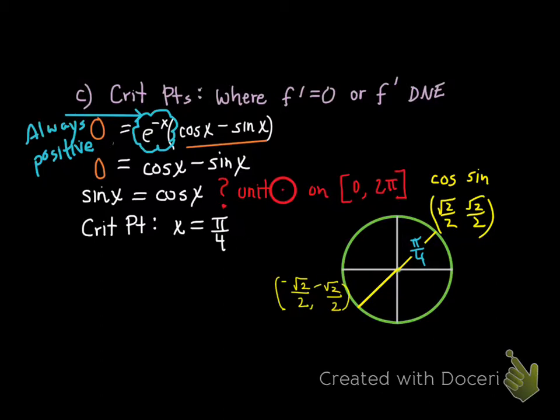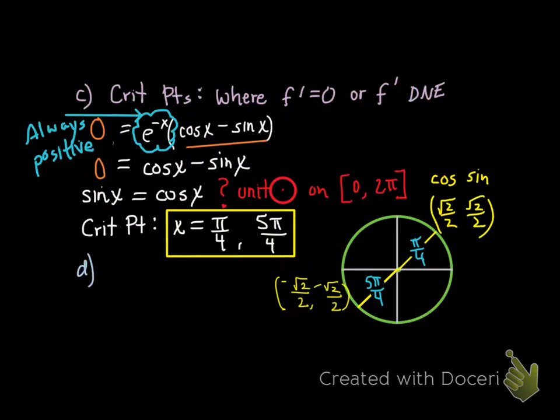This also exists in the third quadrant, where the ordered pair is negative root 2 over 2, comma negative root 2 over 2. The radian measure there is 5 pi over 4. So I've got a second critical point at 5 pi over 4. I found the critical points. What about where f prime does not exist? Between 0 and 2 pi, you will not be able to find a radian measure that you can plug into that function such that the function does not exist. Most often, when you have a fraction, you're looking for locations where the denominator is 0. That's a location where the function would not exist.